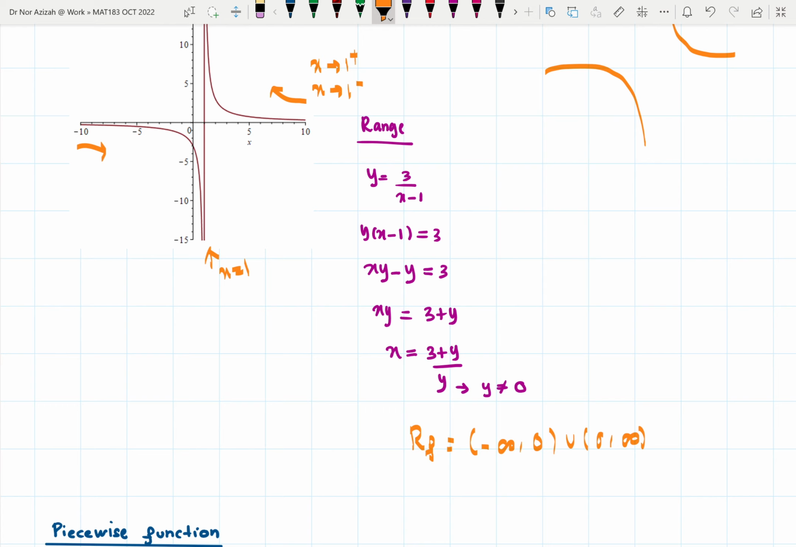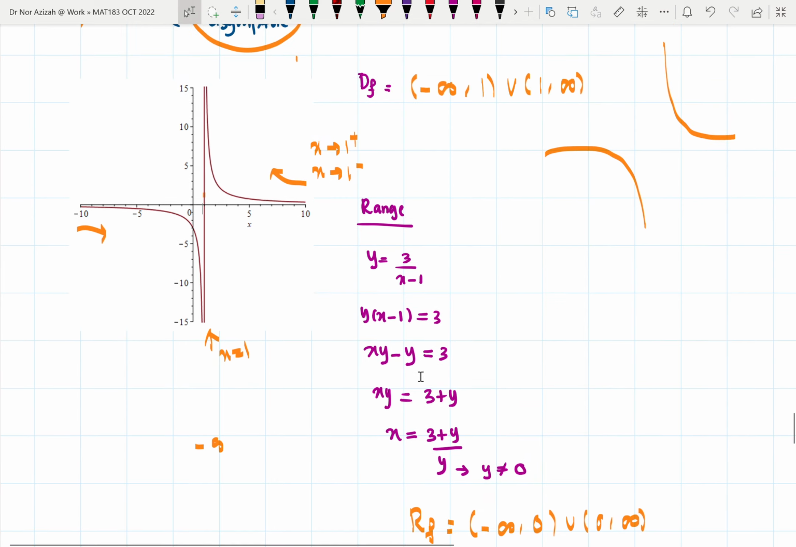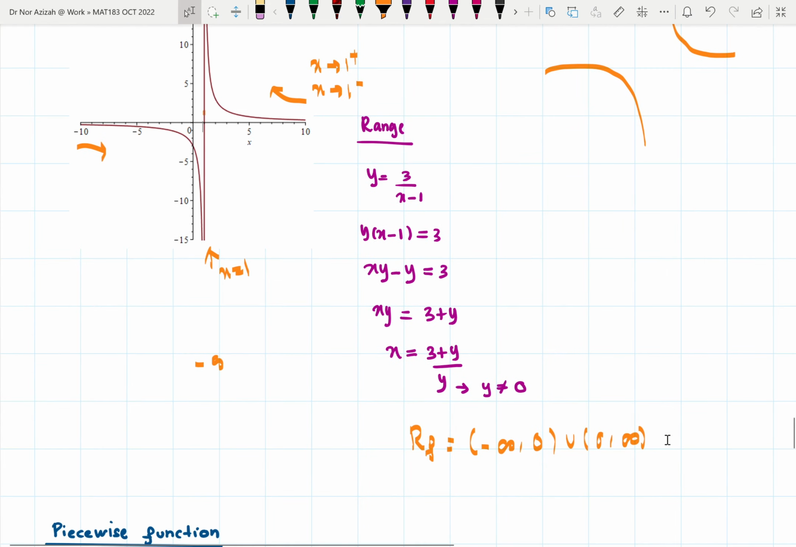You can see here, y starts from negative infinity. There is just no value here when y equals 0, but the largest number is positive infinity, not including 0. Okay, so I stop here for the rational function.